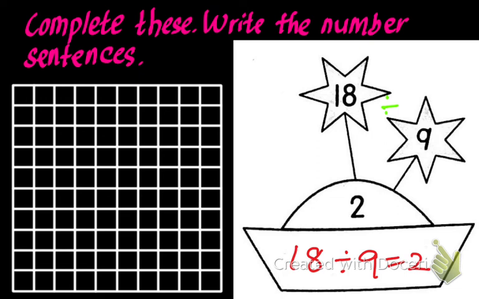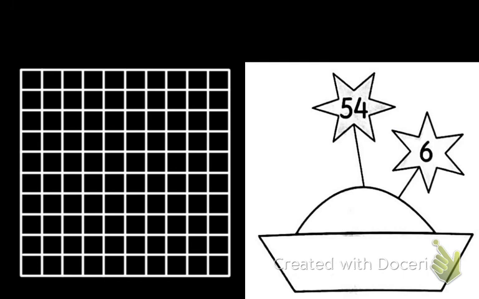If you still don't know what's the answer, you can always use this method. Okay, 18 divided by 9. 1, 2, 3, 4, 5, 6, 7, 8, 9, 10, 11, 12, 13, 14, 15, 16, 17, 18. Okay, how many groups? 1, 2. There are 2 groups.